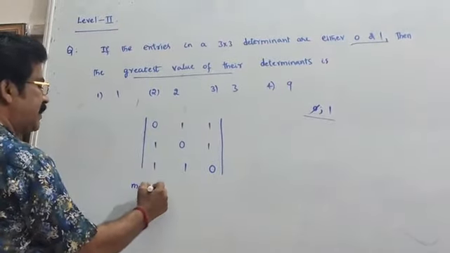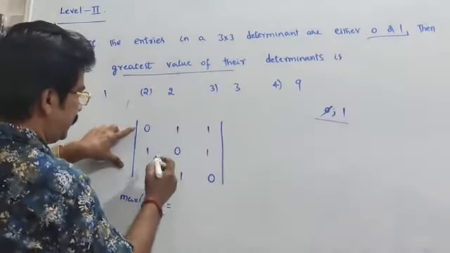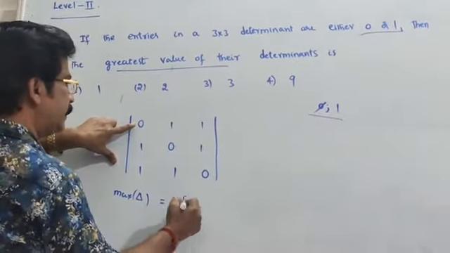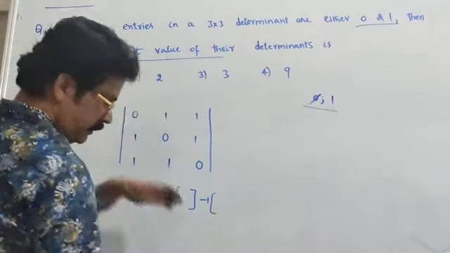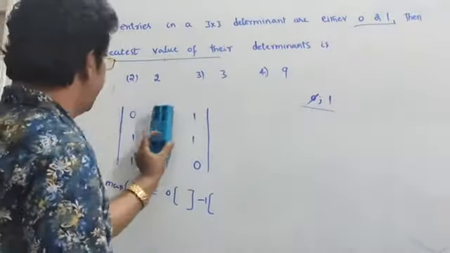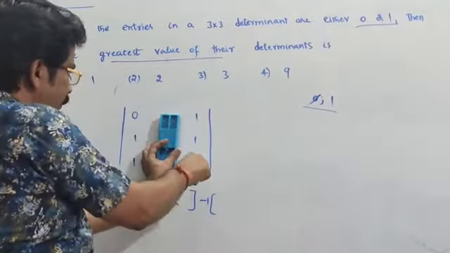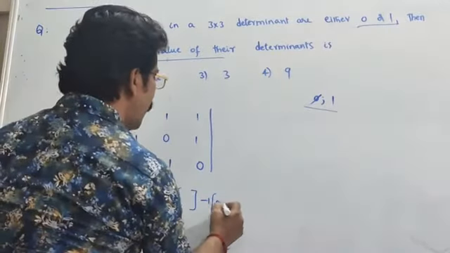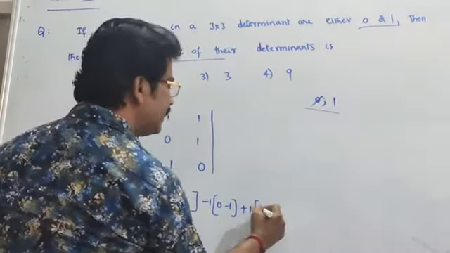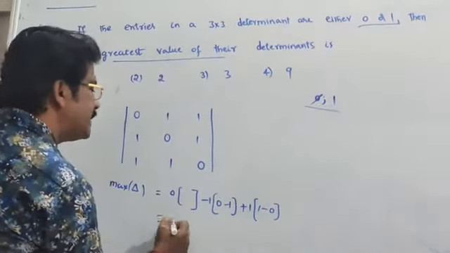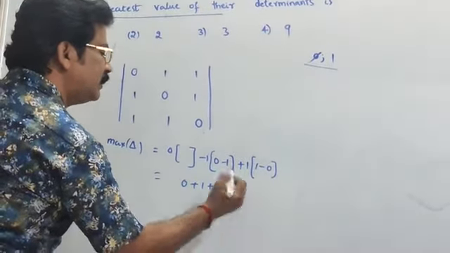So maximum of delta is equal to this determinant. Means 0 into something, next minus 1 into, delete second column and first row, 1 into 0, 0 minus 1, 0 minus 1. Next plus 1 into 1 minus 0. So that is equal to 0 plus 1 plus 1. That is equal to 2.